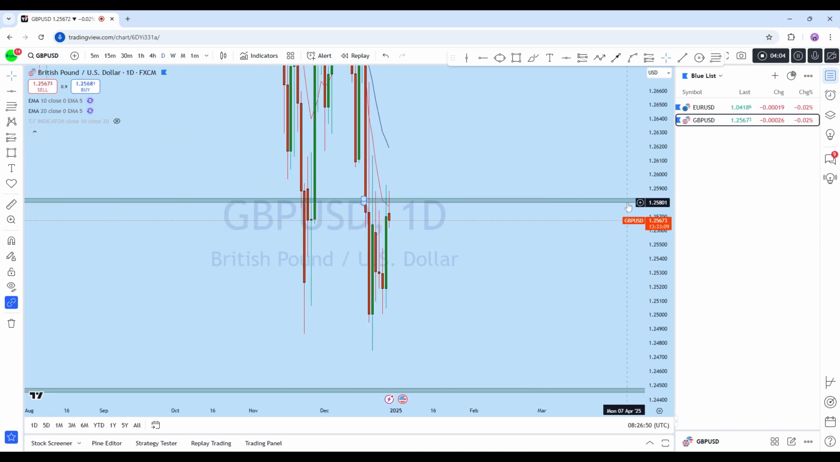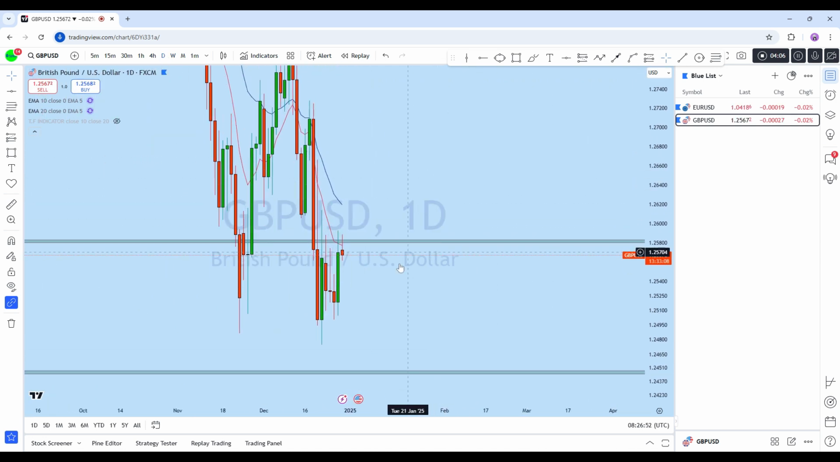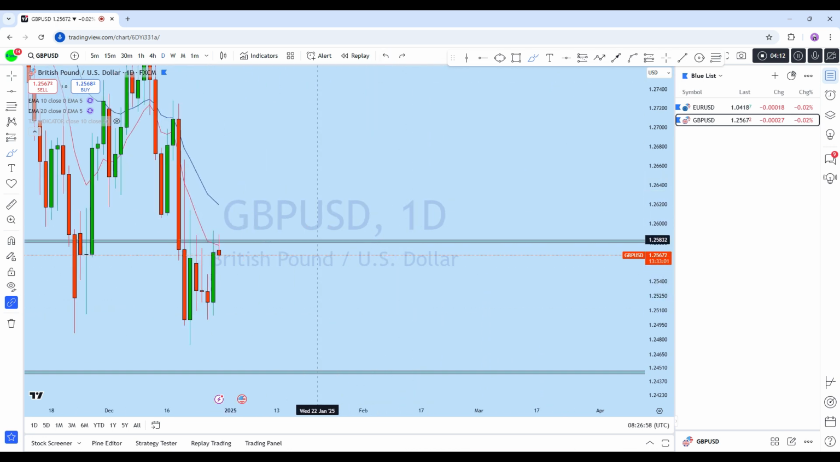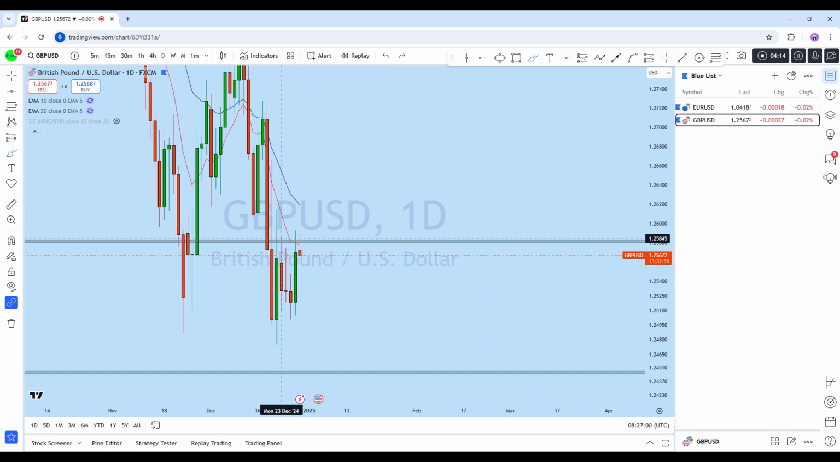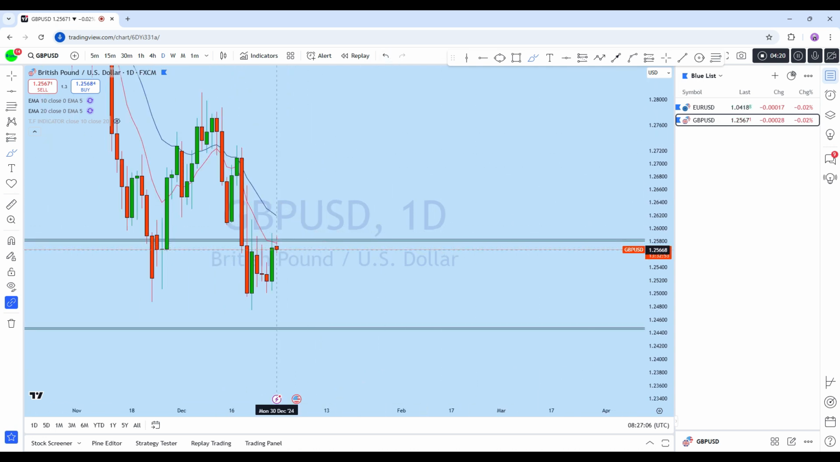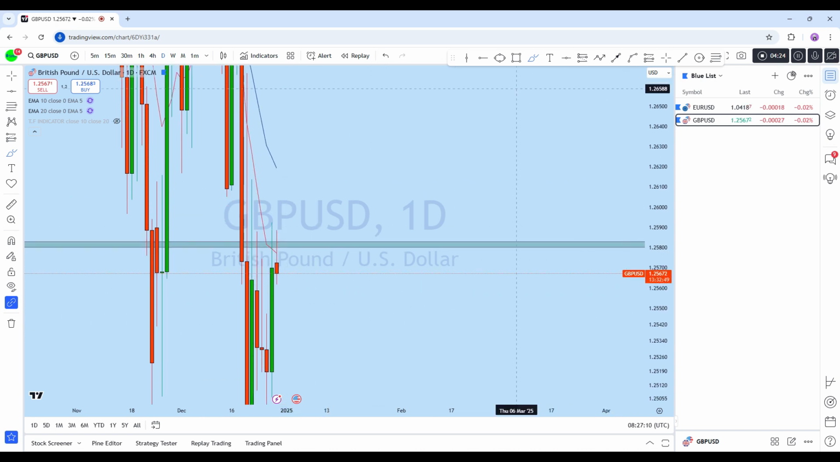Now if we look at the daily chart on British pound US dollar, this is a daily bullish candle, and with the daily price action today the market tested the upper shadow of the daily candlestick pattern. With that retest we expect the market to come back down further to create a new lower low.